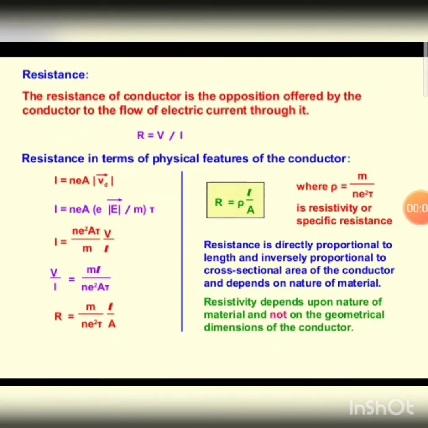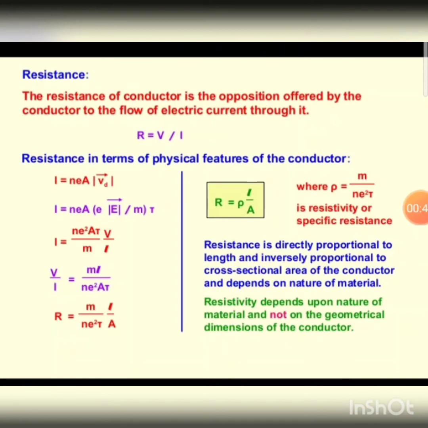Resistance. The resistance of a conductor is the opposition offered by the conductor to the flow of current through it. R is equal to V by I. Resistance in terms of physical features of the conductor. So that we know the equation I is equal to n e A modulus of Vd vector. Therefore, the value of I is equal to n e A into e modulus of E vector by m into tau. Therefore, the value of I is equal to n e squared A tau by m into V by L.